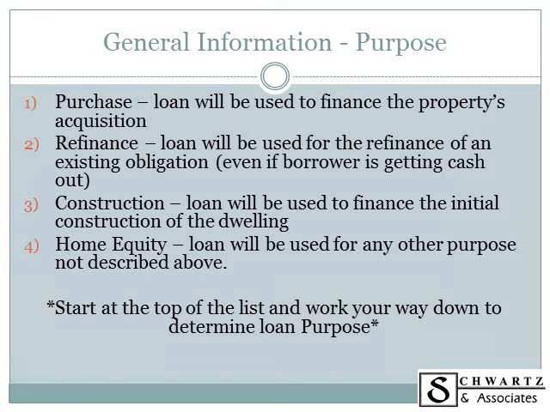Purchase, this will be a loan that will be used to finance the property's acquisition. Refinance, for a loan that will be used for the refinance or payoff of an existing obligation against the property, even if the borrower is getting cash out. A construction loan will be used to finance the initial construction of the dwelling. And home equity, this loan will be used for any other purpose not described above. So basically you start at the top of the list and work your way down. If your loan doesn't meet the criteria for Purpose 1, you move down to Purpose 2. Let's move on to the next slide and we'll talk about a few examples I have.